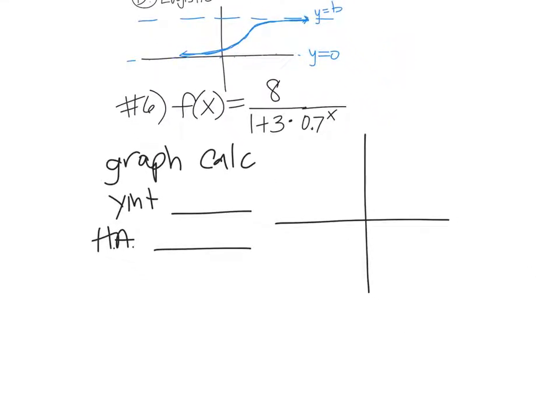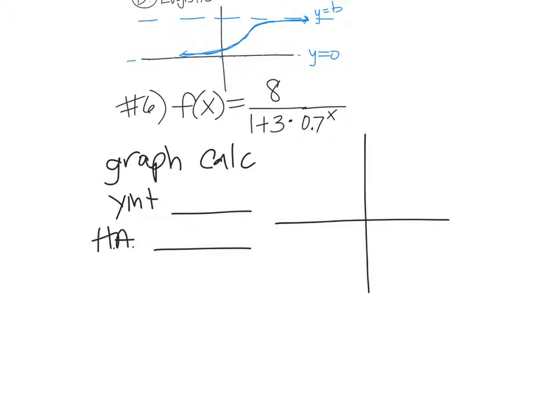Let me show you on the calculator how to input this correctly, because these get a little tricky. When you go to your calculator, you're going to go 8 divided by parentheses. You have to put parentheses around the entire bottom. Then it'll be 1 plus 3 times 0.7. That's the only tricky part, because your calculator knows correct order of operations. You don't need to put a bunch of parentheses down there. Then to the x power, and make sure to close your parentheses off. Let's just hit zoom 6 and find out what this thing looks like.